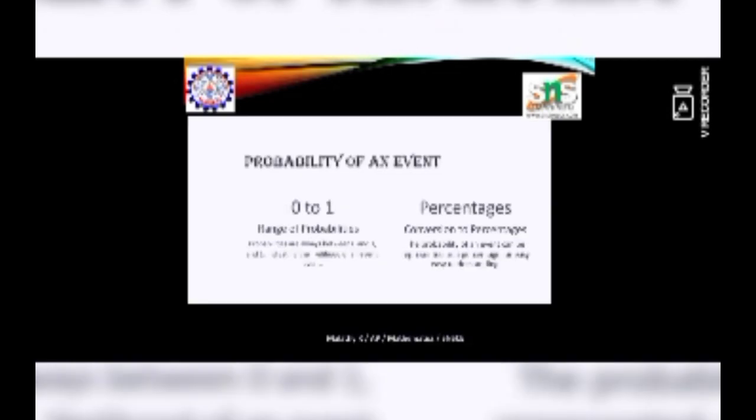Then probability of an event, 0 to 1. The range of probability is always 0 to 1. Percentage means conversion to percentage. The probability of an event can be represented as a percentage for easy understanding. Then we have conditional probability. Conditional probability means we have the formula P of A given B. We have the formula probability of A intersection B divided by probability of B. We can say it is the probability of one event occurring given that another event has already occurred.